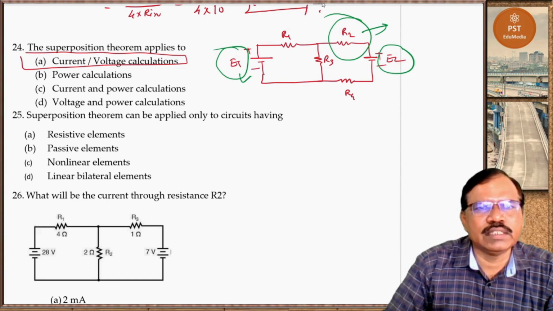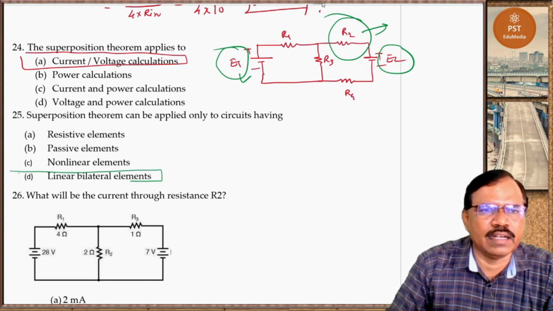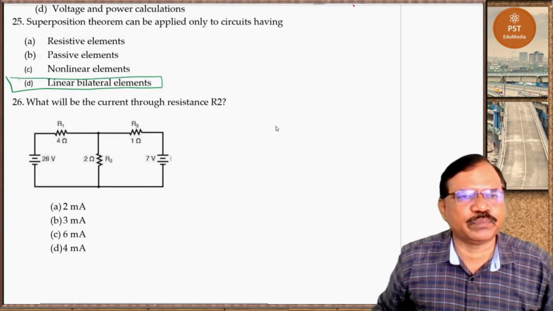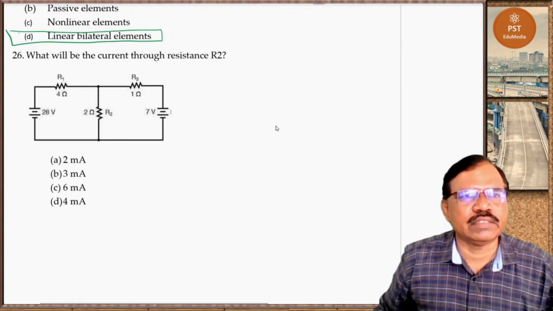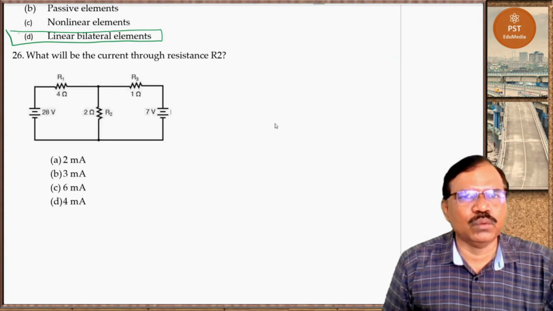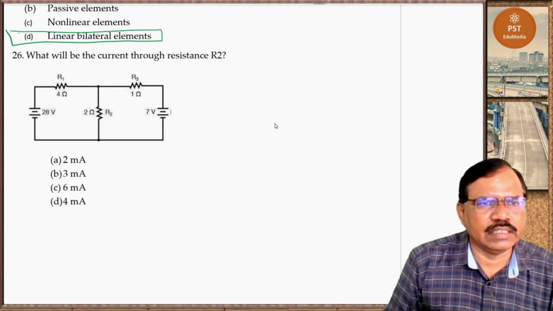Now, the superposition theorem can be applied only to circuits having linear bilateral networks. Now the next one, it is a simple one. What will be the current through resistance R2? So here a bilateral network is given.